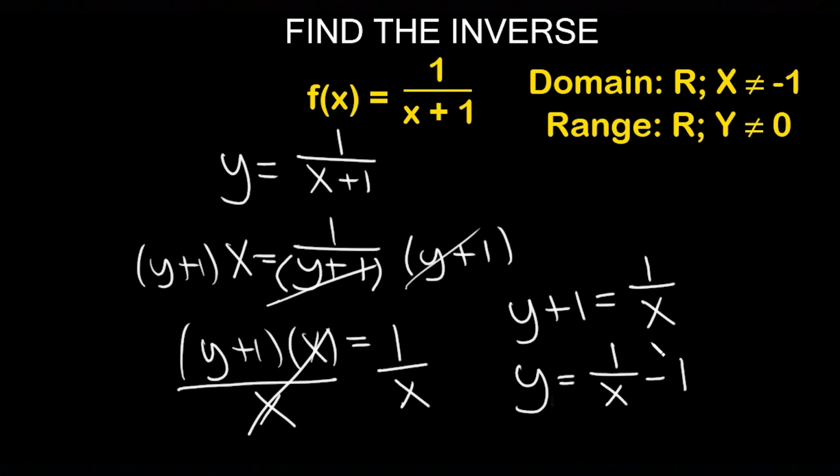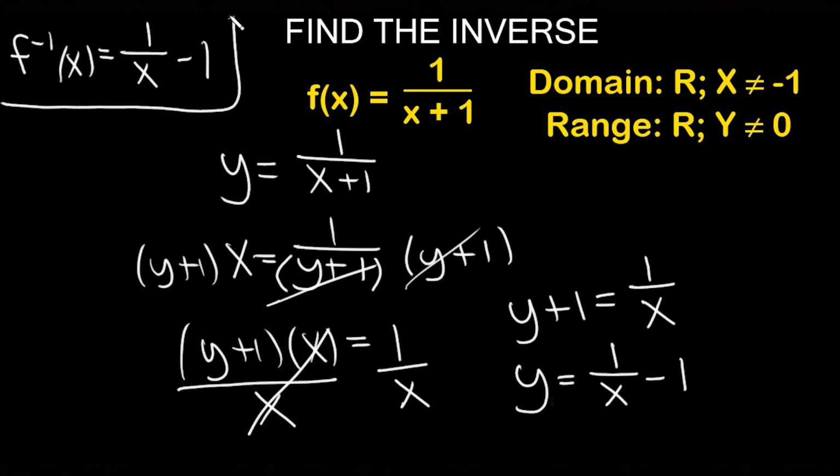Okay? So from here, we want to go ahead and put it back in function notation. So I'm going to say here, f inverse of x is equal to 1 over x minus 1. Okay? And so there it is, completely done. All right? Now, what's going to be the domain and range of this new inverse function? Well, look at your original. The original domain was all real numbers except x cannot be equal to negative 1. Okay? And then my range was all real numbers except y cannot be equal to 0.